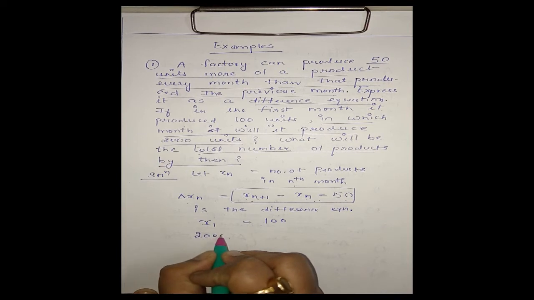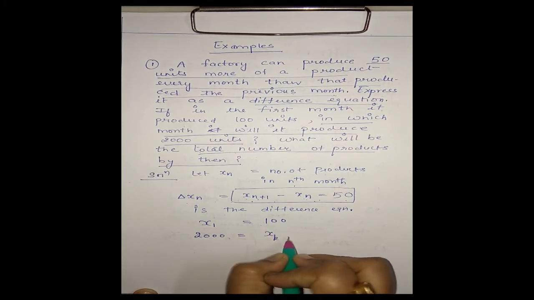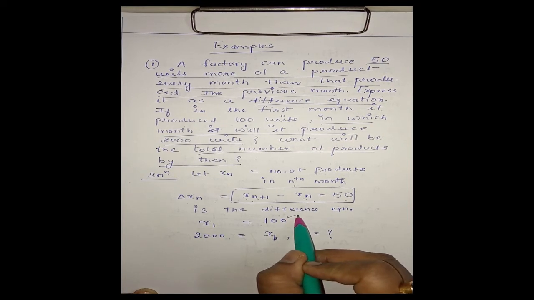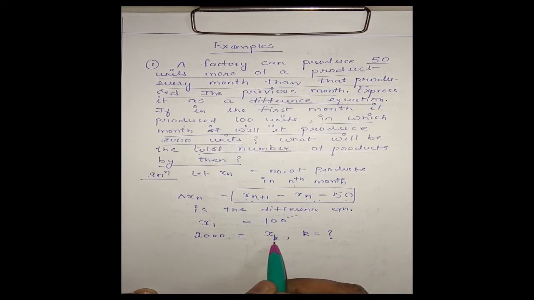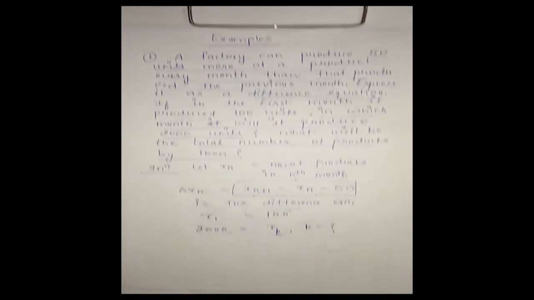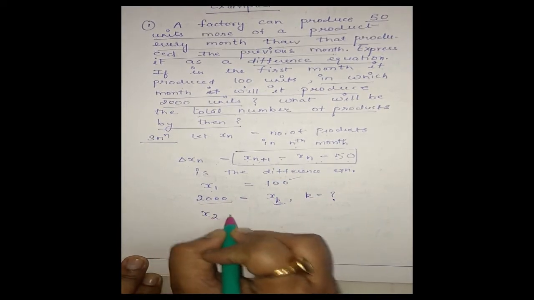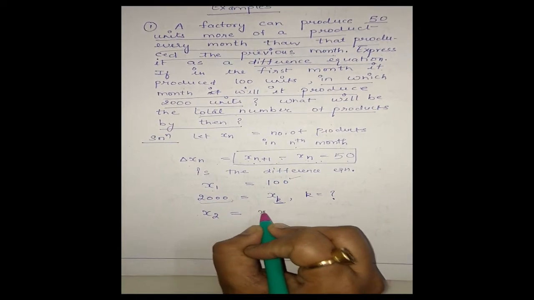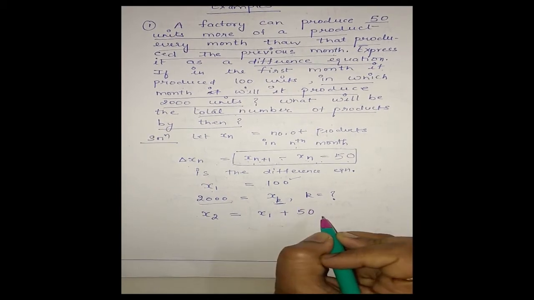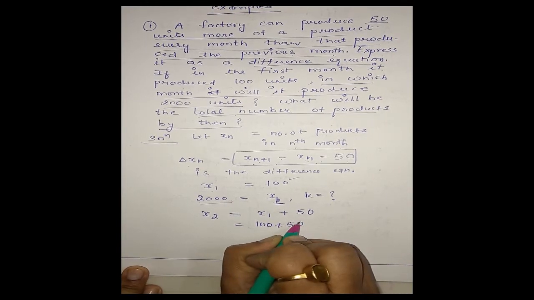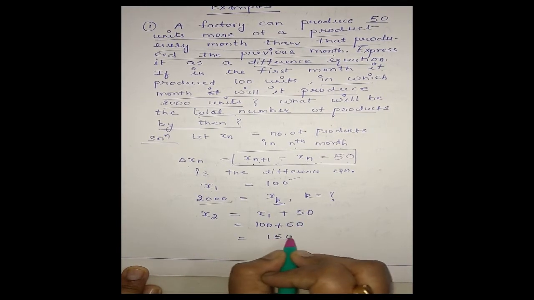Means we have to find this k. In the first month 100 units were produced, so we have to find this k when it produced 2000 units. Clear? We have to find this k. Now x1 is 100. Then by this difference equation, x2 is equal to x1 plus 50. Clear? Now that is 100 plus 50, that is 150. Clear?